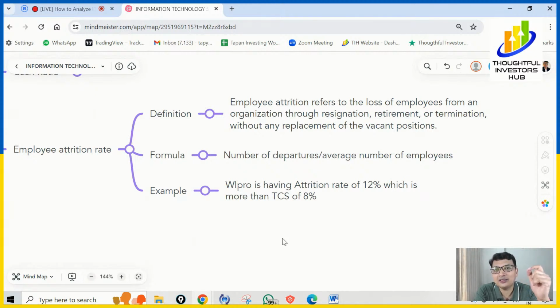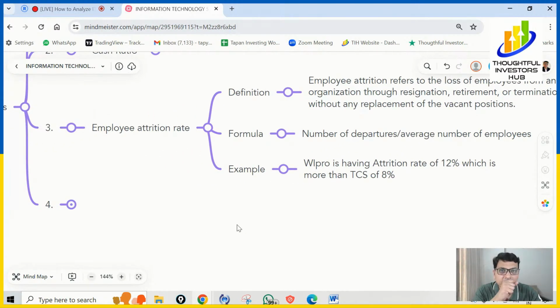If a company is having a bigger attrition rate, like suppose company A is having a 20 attrition rate and company B is having 15. So company A का 20 है, वो good है या bad है? Type in the chat box. So this is all about attrition rate.